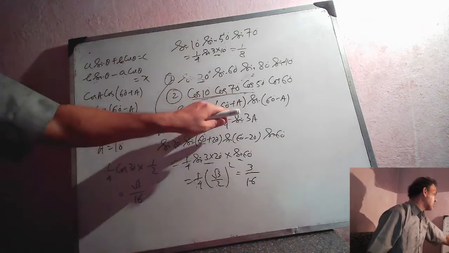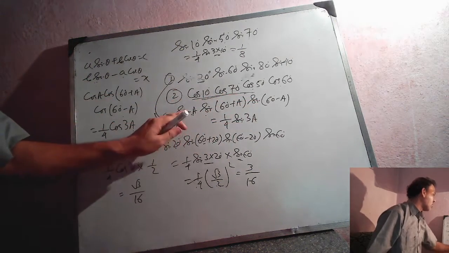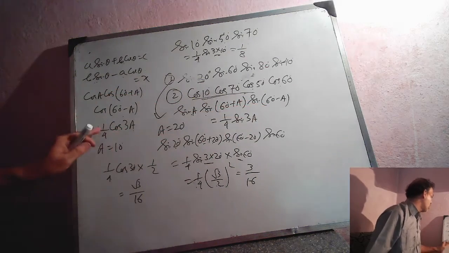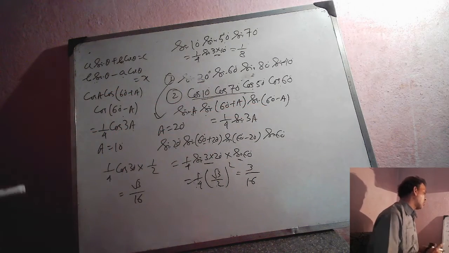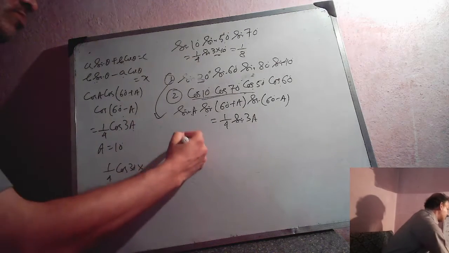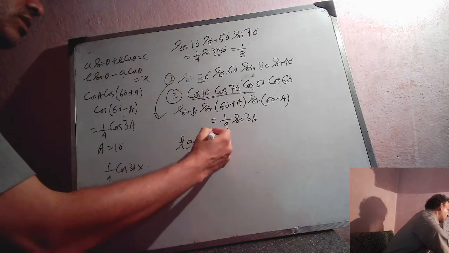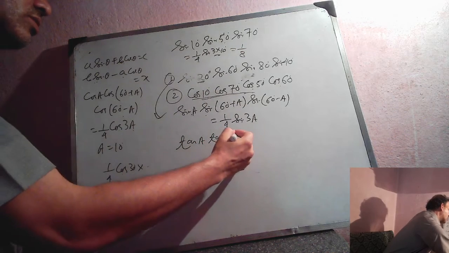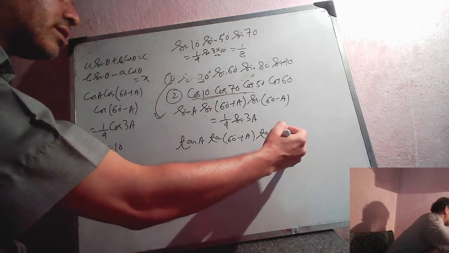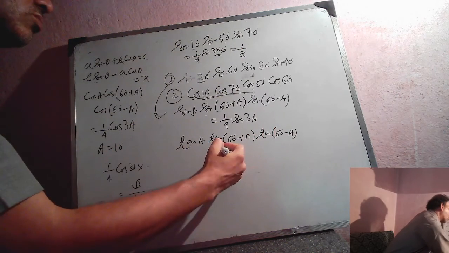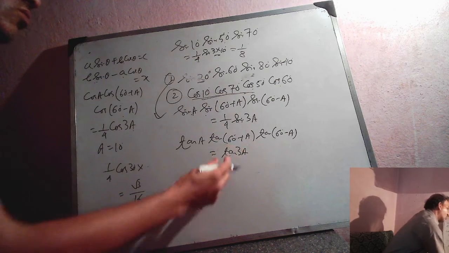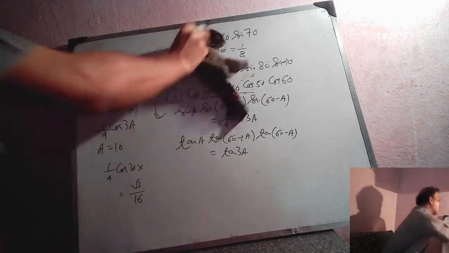Sin A, sin(60 plus A), sin(60 minus A). Similarly for cos A, cos(60 plus A), cos(60 minus A) equals 1 by 4 cos 3A. Now for tan A into tan(60 plus A) into tan(60 minus A) equals tan of 3A. Only tan of 3A.